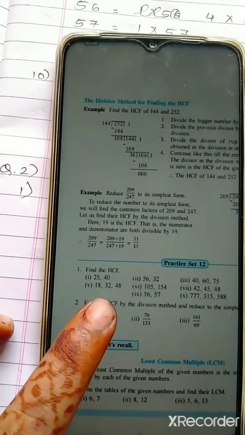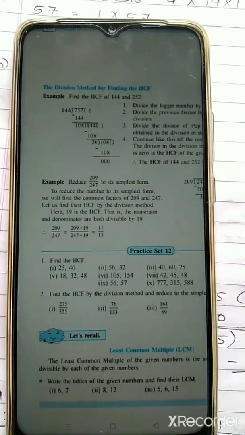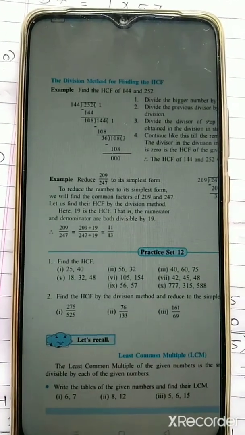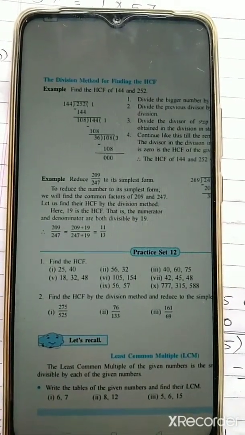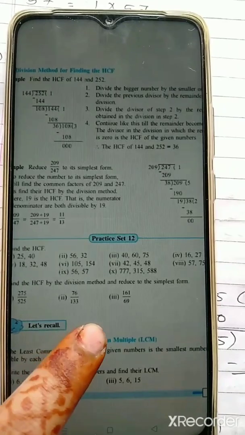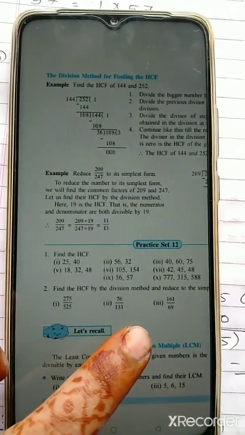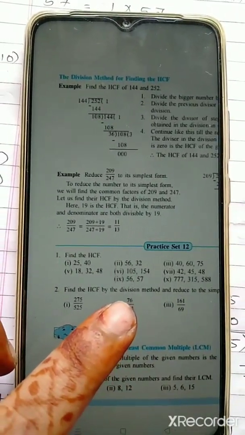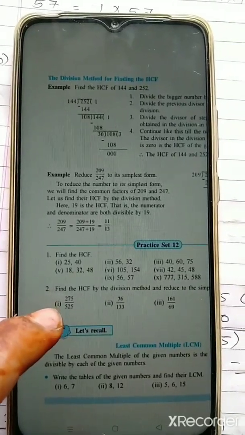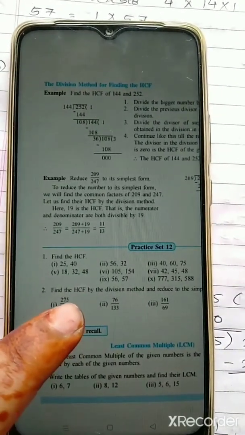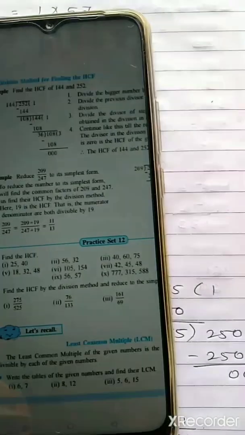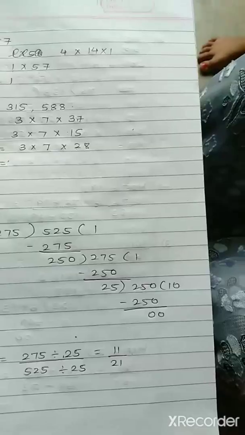Question number 1 of practice set 12 has been completed. We will start with question number 2. Question number 2 reads, find the HCF by the division method and reduce to the simplest form. We are given 3 sums and we are supposed to use the division method, that is divide the numerator and the denominator and find out the HCF. This one is quite simple. We will see the solution of 3 of them.